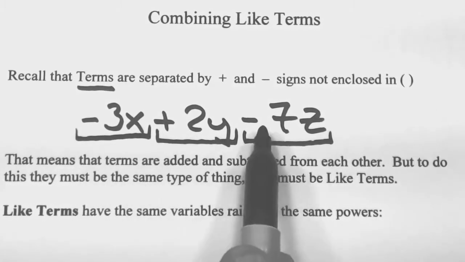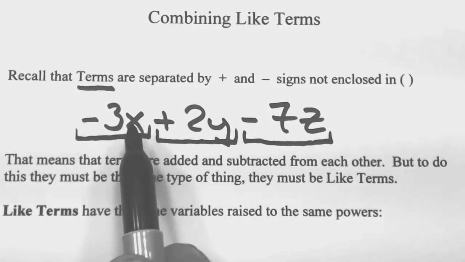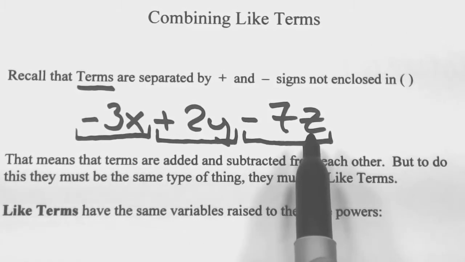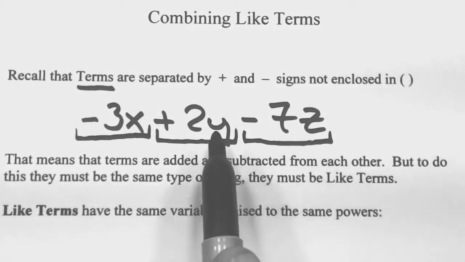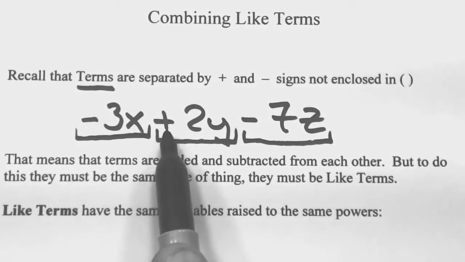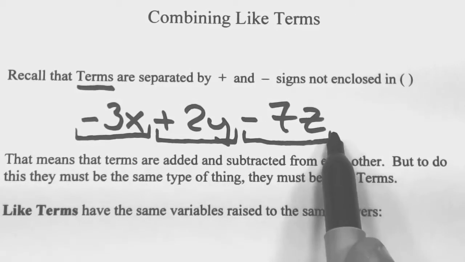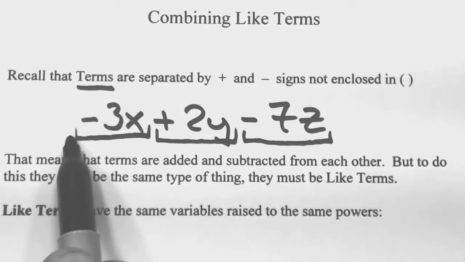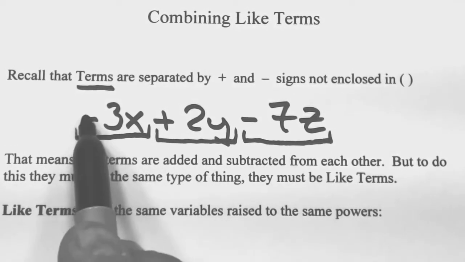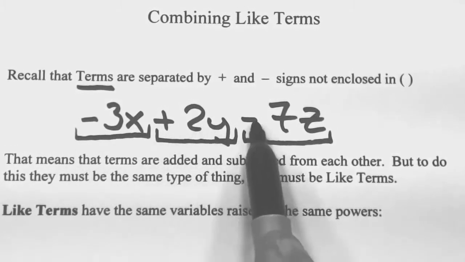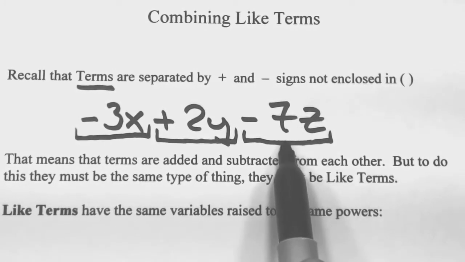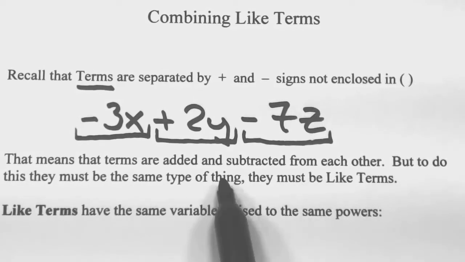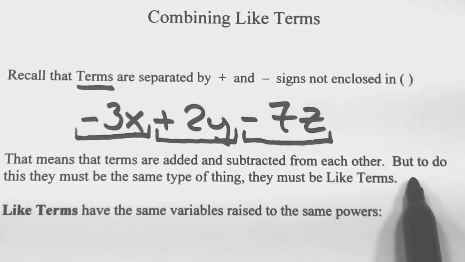Now, in this particular expression, each of the terms has a different variable. So none of these guys are what we're going to call like in a moment. I mean, this could be minus 3 apples, plus 2 oranges, minus 7 lemons, for instance. All different things. Now, what of course happens with terms is that since they're separated by plus and minus signs, you're adding and subtracting things. So terms are added and subtracted from each other.